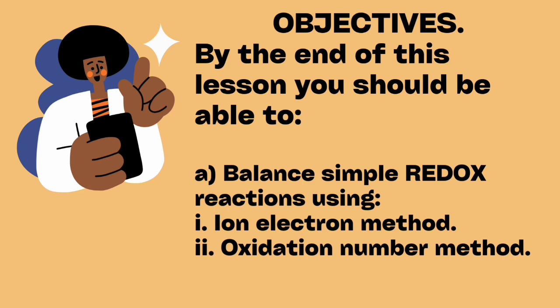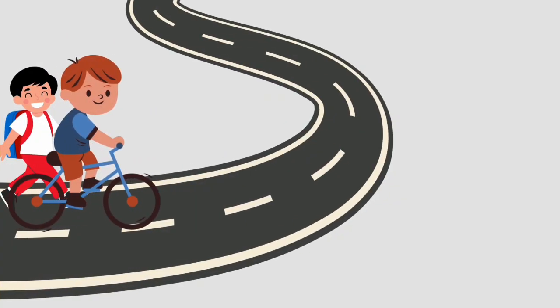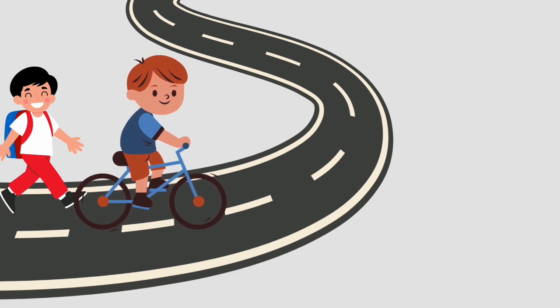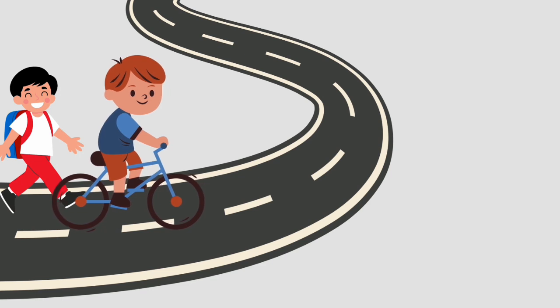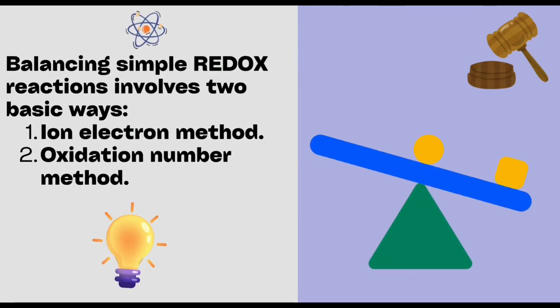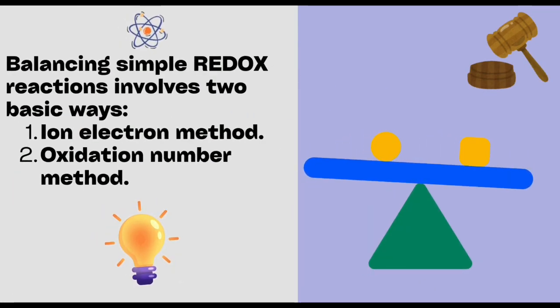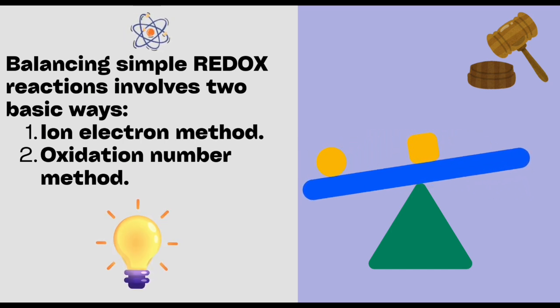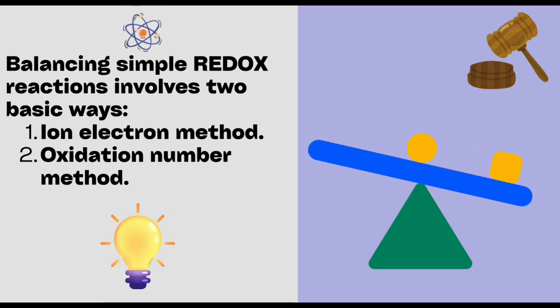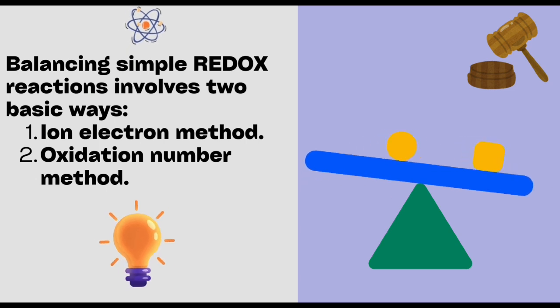Which means of transportation do you use to get to school? Some of us go biking, while others go walking. Others even use commercial transport. But our goal is to all reach the same destination, that is the school. That is why two methods are used in balancing redox reactions, and all is to get a balanced reaction. It might be easy using the ion-electron method or the oxidation number method. Now let's take them one by one.